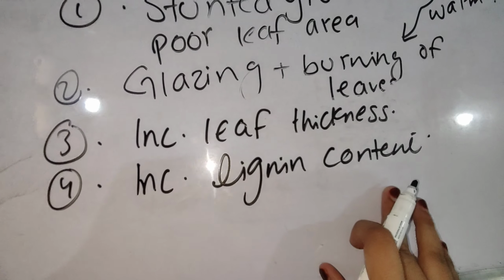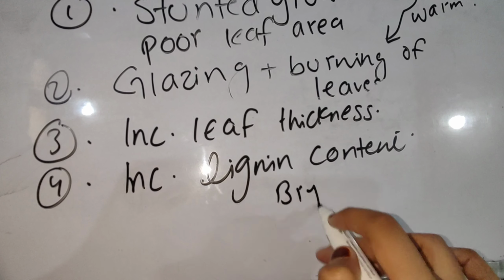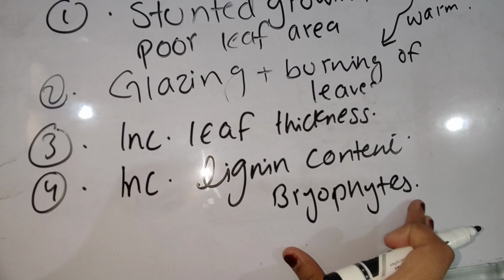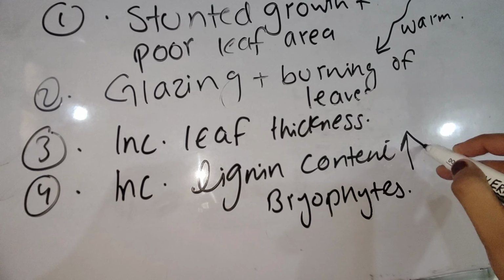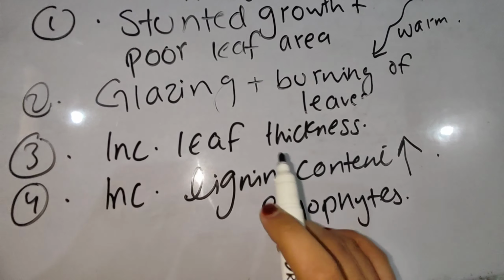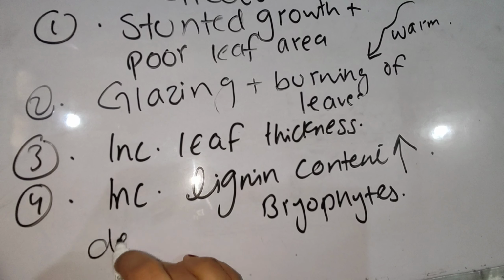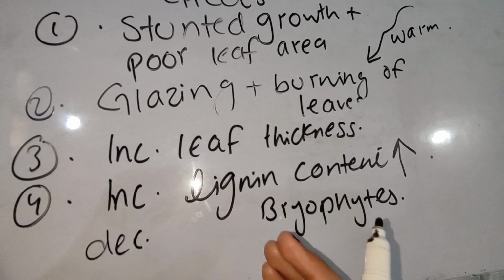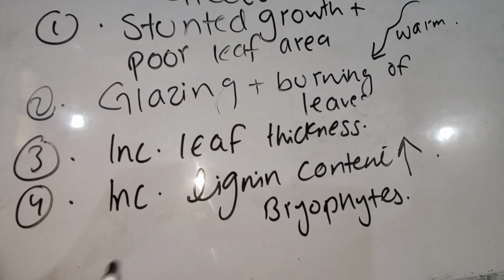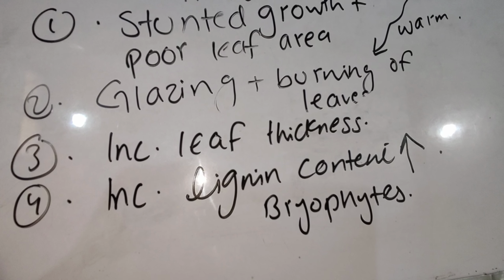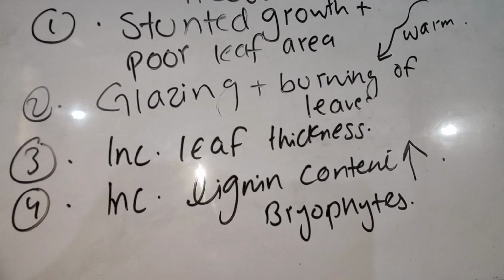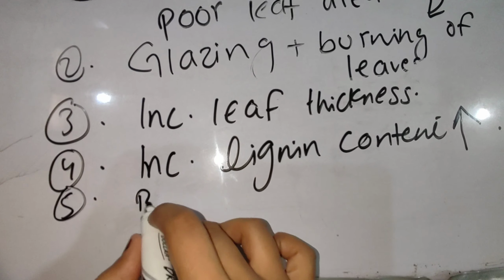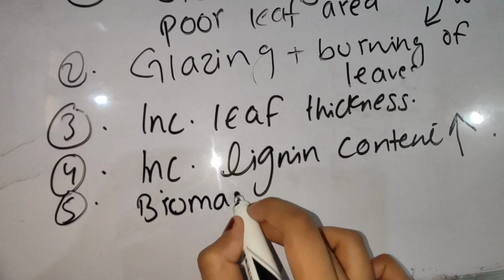So this could be an MCQ, like only bryophytes do not have lignin content, otherwise all plants have lignin content, and in stress conditions this lignin content increases. And what this lignin does is reduce the absorption of UV radiation, and that's why increment in lignin content will prevent the leaf and other parts of the plant from absorbing the UV radiations. The fifth disastrous morphological change is biomass reduction.